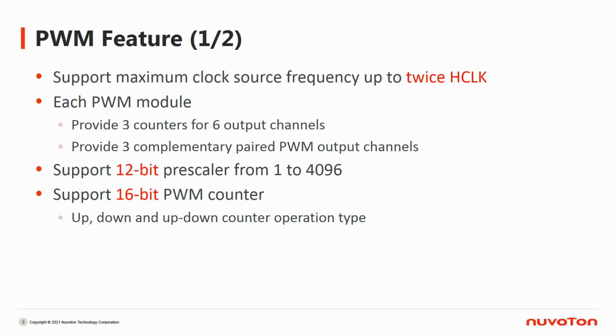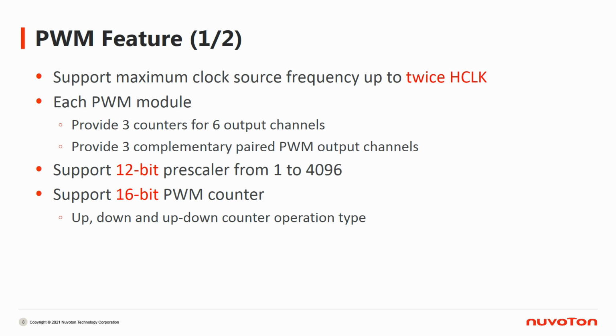PWM's features are similar in all of Nuvoton microcontrollers. The features we are going to introduce here are specific for NuMicro M031 and M032 series. First, PWM supports maximum clock source frequency up to twice HCLK. It means that if the CPU can run up to 72 MHz, PWM can run to twice, which is 144 MHz. For each PWM module, we provide 3 counters for 6 output channels.